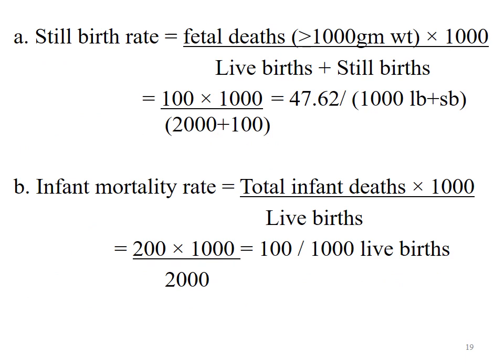Make a habit of writing the formula first. Even before that, make a habit of writing what information is given. Write it. Then write what you want to calculate, and start by writing the complete formula. Then add the figures from the given information, and the final step should be your answer with the unit. Here the unit is per thousand live births and stillbirths.